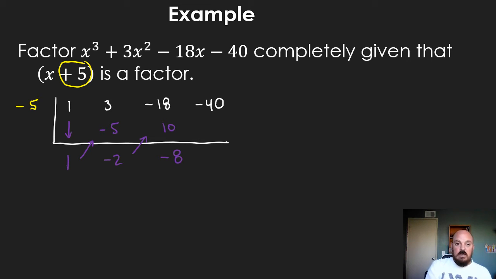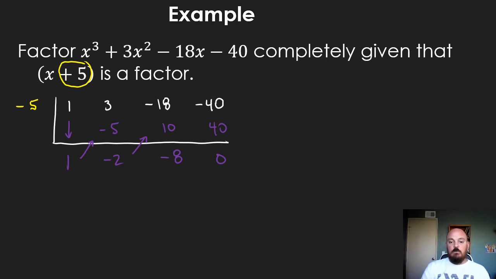And then multiply one more time. Negative 5 times negative 8 is positive 40. And add, and we get a 0 at the end. A negative 40 and a positive 40 gives us 0. So we don't have anything else to use for synthetic division. We're done with the synthetic division part.